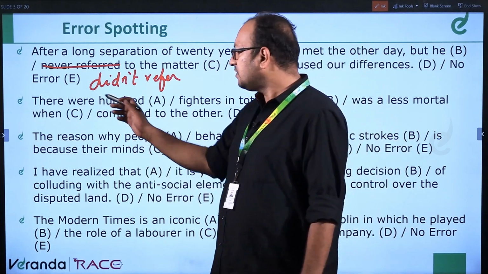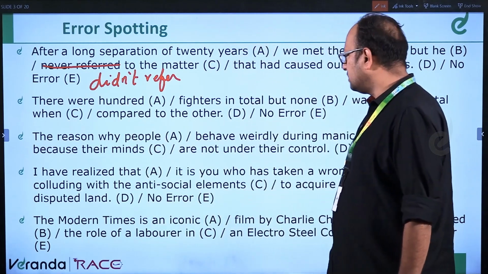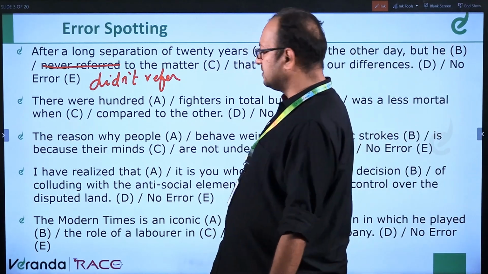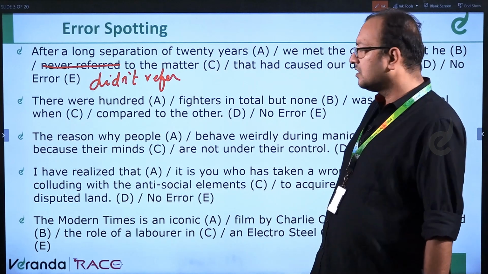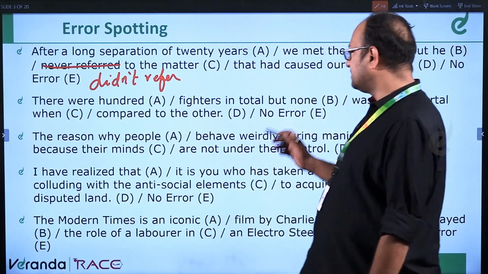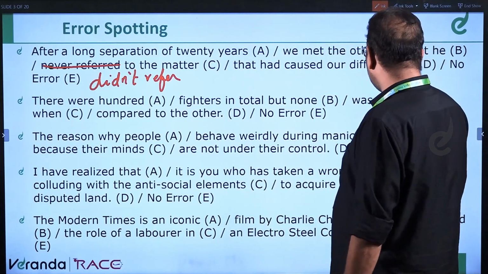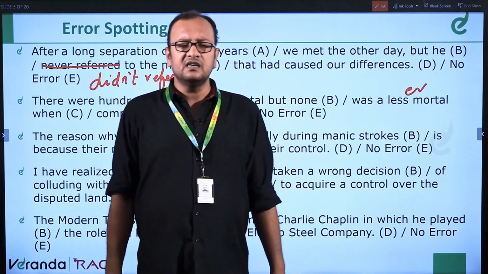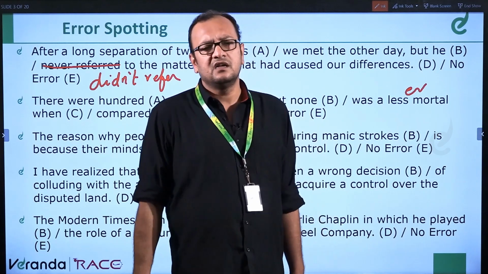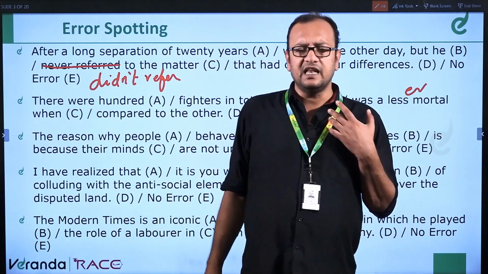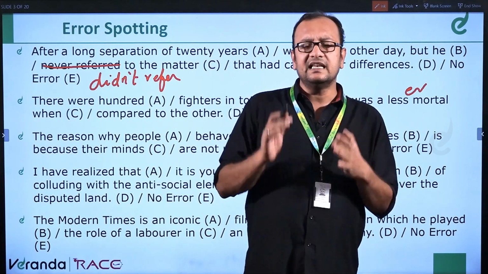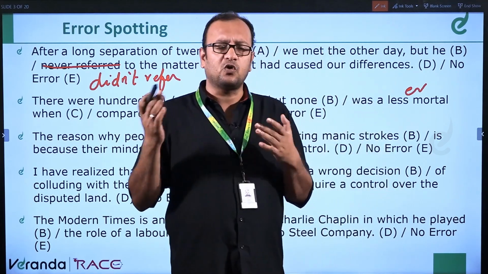Next, there were 100 fighters in total, but none was a less mortal when compared to the other. It should be lesser mortal. See, lesser means weaker, more feeble. If we say less mortal, that would be in quantity. We use less in quantity. Little, less, least, that is used for quantity.